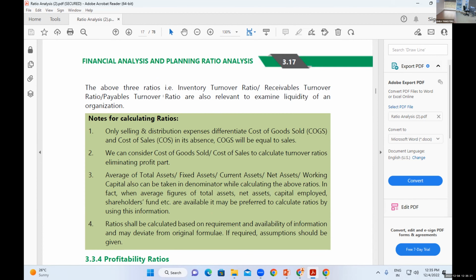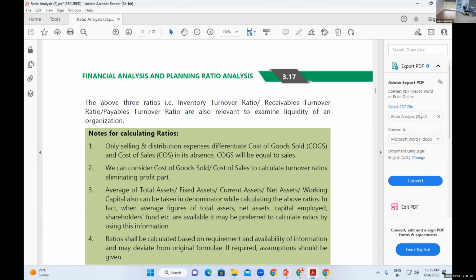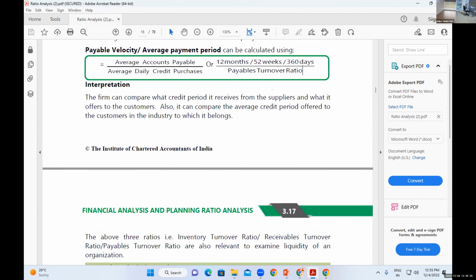Another one. This is there in your LMS. You need not write verbatim all the formulas. Understand the logic.